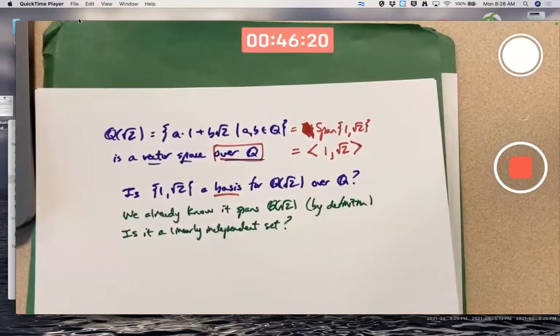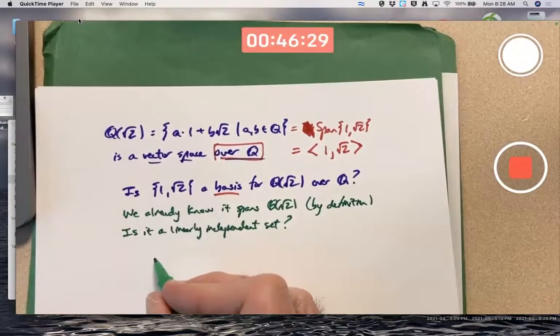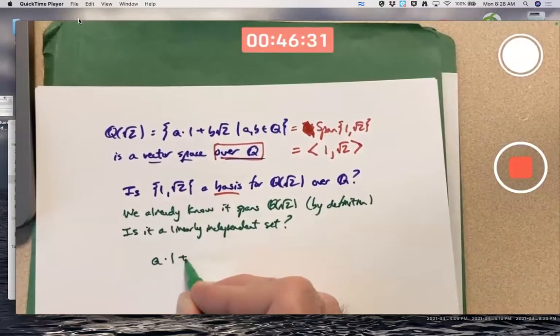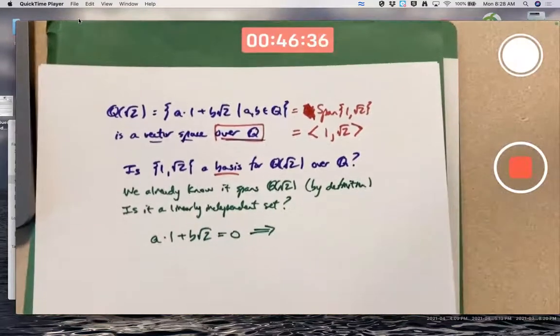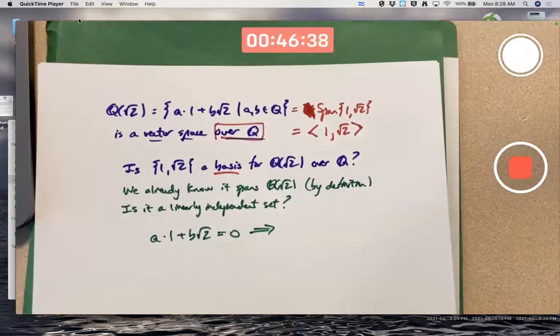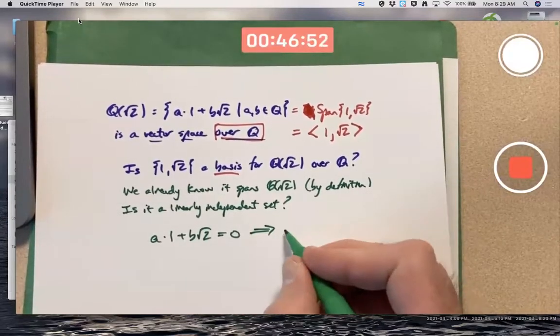If a linear combination of 1 and √2 equals 0, does that imply the coefficients are 0? A times 1 plus b √2 equaling 0, does that imply a and b must be both 0? That's what linear independence would mean. And yeah, it's because √2 is irrational. There's no way you're going to get 0 unless both a and b are 0.